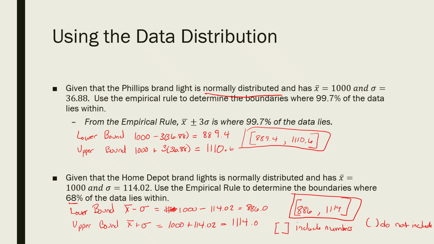All right. That ends our measures of dispersion. Make sure you learn Chebyshev's theorem. Make sure you learn the empirical rule. And we will be using those to determine how much of our data is between certain values.